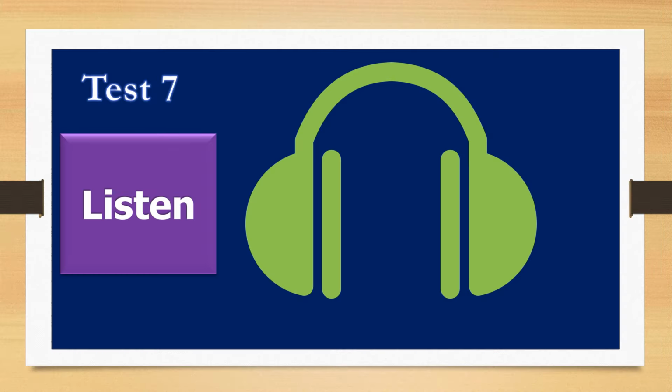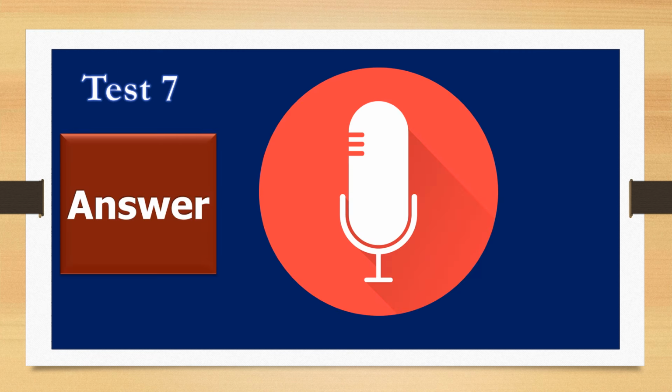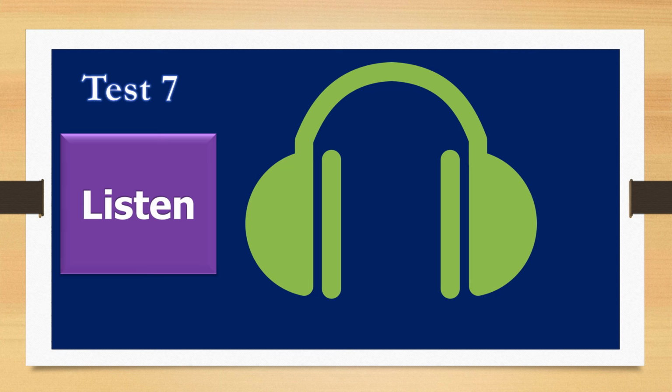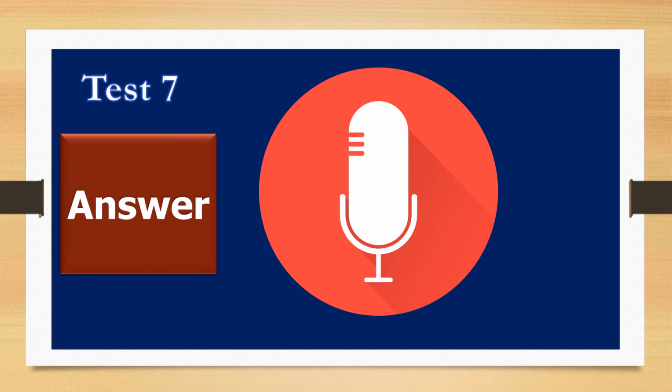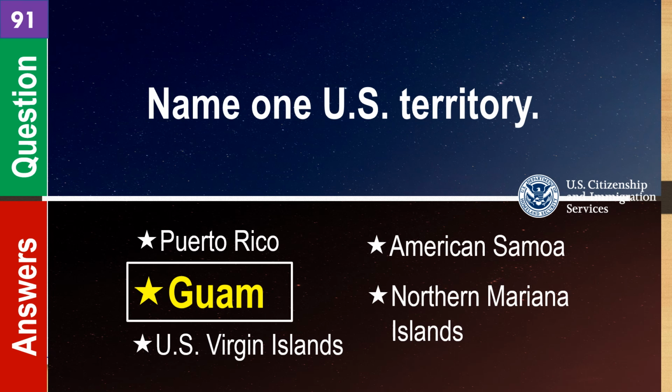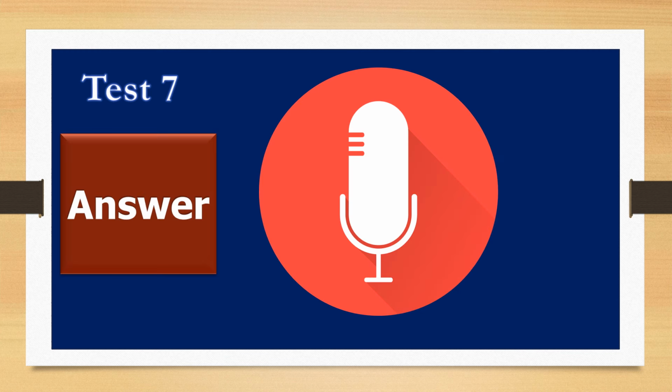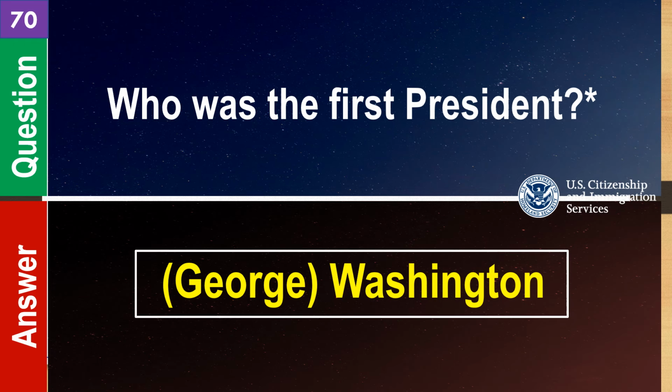What territory did the U.S. buy from France in 1803? Louisiana. Name one U.S. territory. Guam. Who was the first president? George Washington.